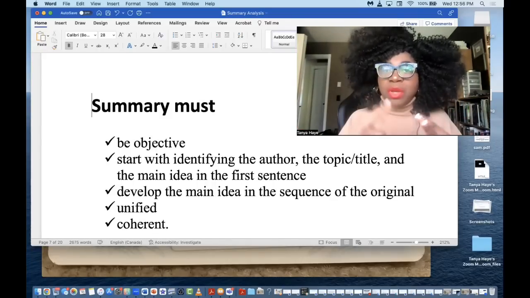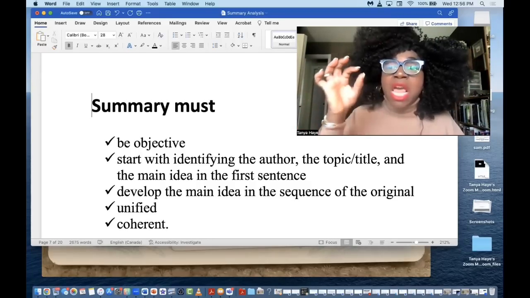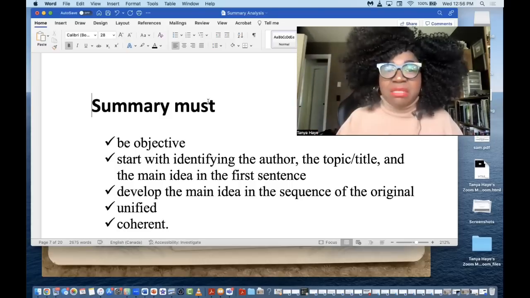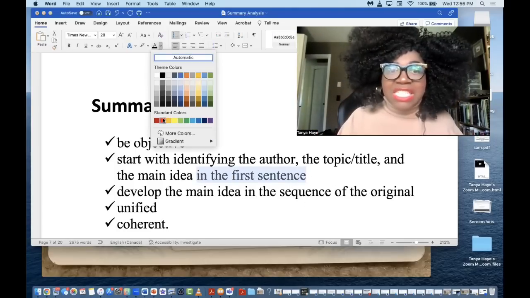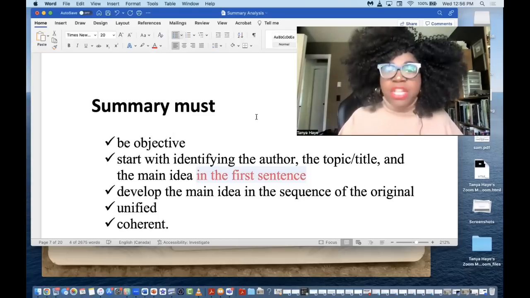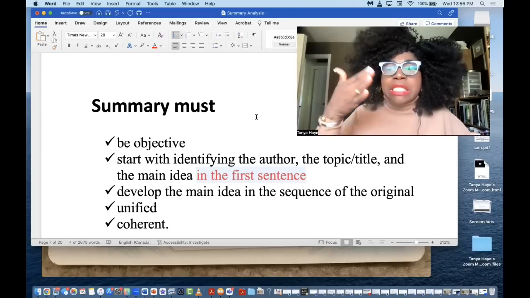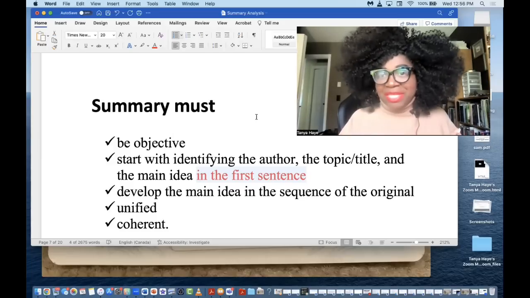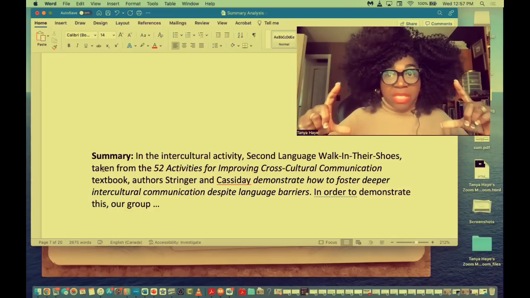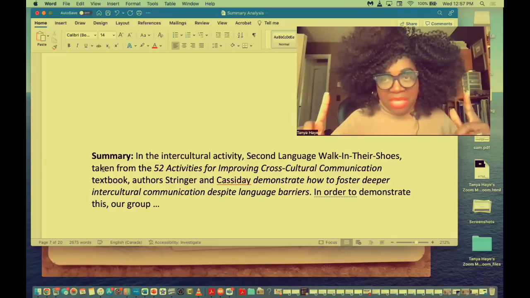It must start with the author, the topic or title, and the main idea in the first sentence. Let me highlight that, in the first sentence. And then you develop the main idea in the sequence of the original. The sequence. It must be unified and it must be coherent. So for the summary, your first sentence is the biographical information and the thesis statement.